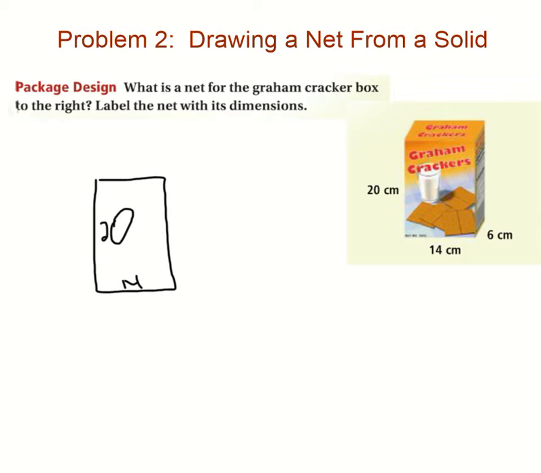And then right next to that would be this side with the label on it. That's 20 by 6, so it's going to be just as tall, but it's going to be about half the width. So we have that 20 again, and that's 6. And if we think about it, that would only fold up to make 2 sides. There are 4 sides to this box, and so in the front there's this 20 by 14. Well, in the back there would be that same one, and so that would be connected right here.